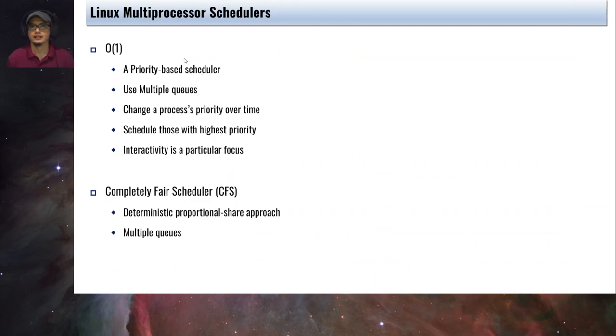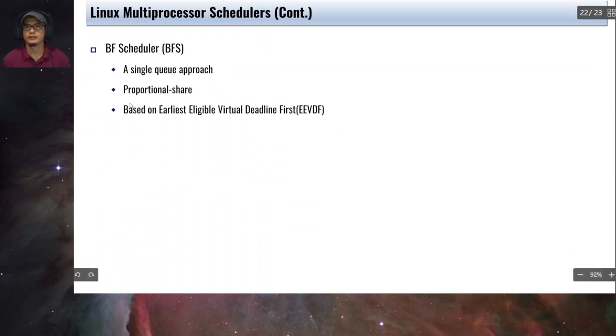So Linux actually supports multiprocessor scheduling. We have the original O(1) scheduler, which is a priority-based scheduler. It uses multiple queues, changes a process priority over time, schedules those with highest priority, and interactivity is a particular focus. Now CFS, this is what we discussed in the previous chapter, is a deterministic proportional share approach, and it uses multiple queues. Then we have the BF scheduler. This is a single queue approach, also proportional share and based on earliest eligible virtual deadline.